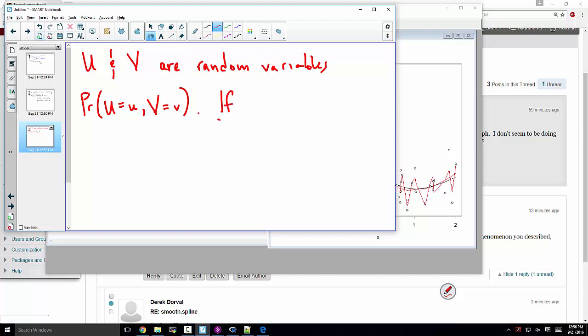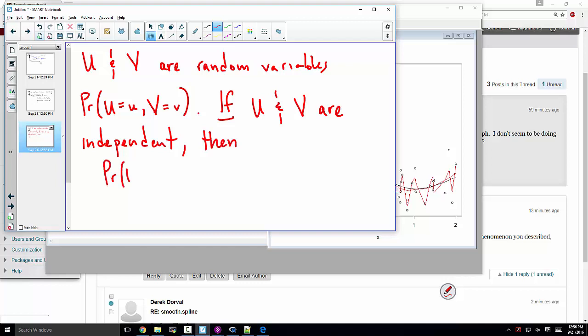If U and V are independent, that's a statistical relationship. If they're independent, what that means is that, for example, the probabilities that apply to the random variable U do not change when V changes. If they are independent, then we know, for example, that the probability that U equals little u, given that V equals little v, is the same thing as what we call the marginal probability that U equals little u.